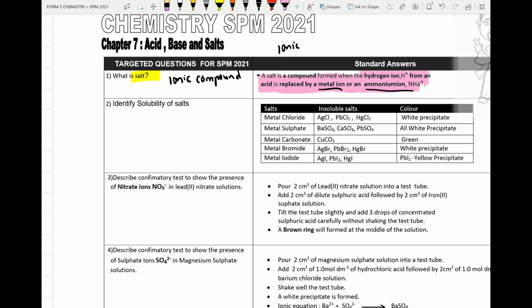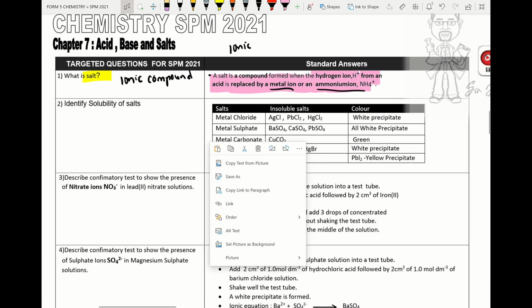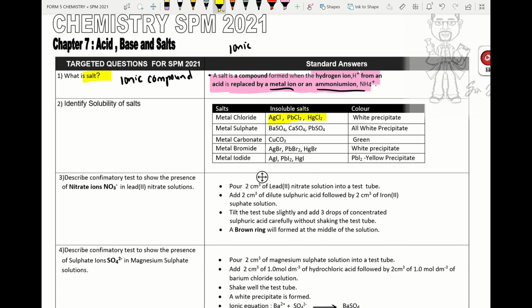All right, so these are the confirmatory tests and the solubility of salts that students must remember. Please remember all these are white precipitates, and please note lead(II) iodide is a yellow precipitate. So we move on to the next one. Please remember copper(II) carbonate is insoluble. It will form a green precipitate.